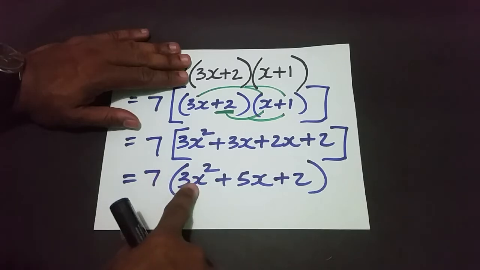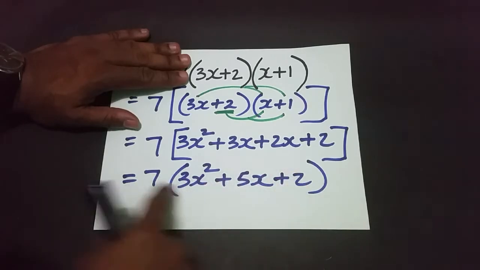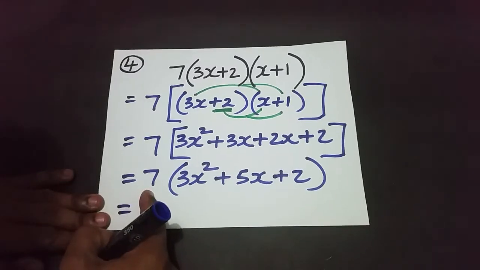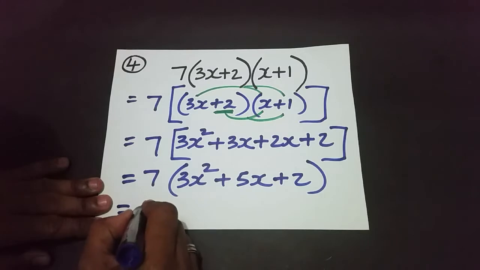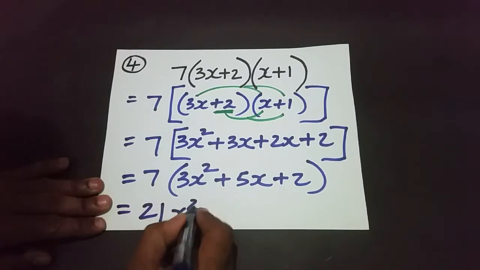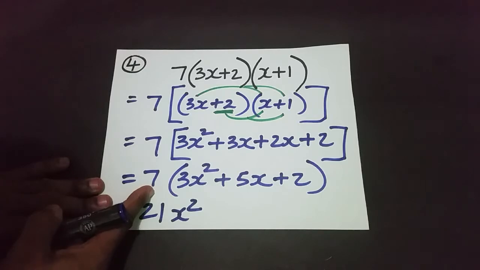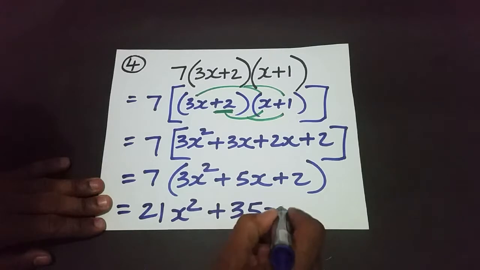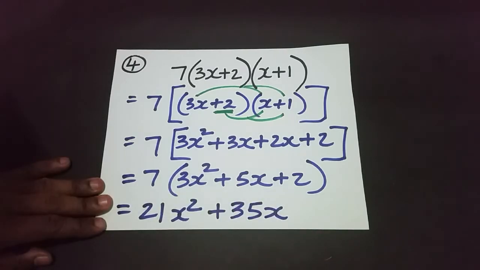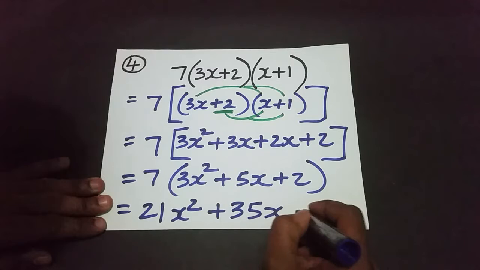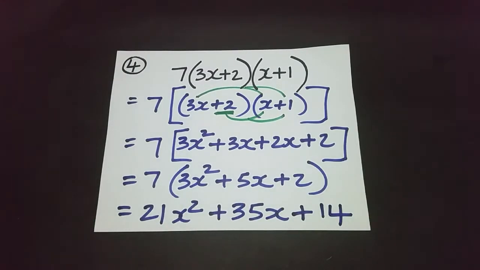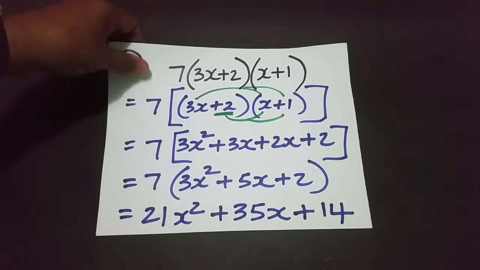Now all I need to do is multiply all these 3 terms inside the bracket by the 7, and I'm finished. So positive 7 times positive 3x squared is positive 21x squared. Positive 7 times positive 5x is simply 35x. And positive 7 times positive 2 is simply positive 14. Alright? So that would have been the solution to question 4. Let's now move on to question 5.